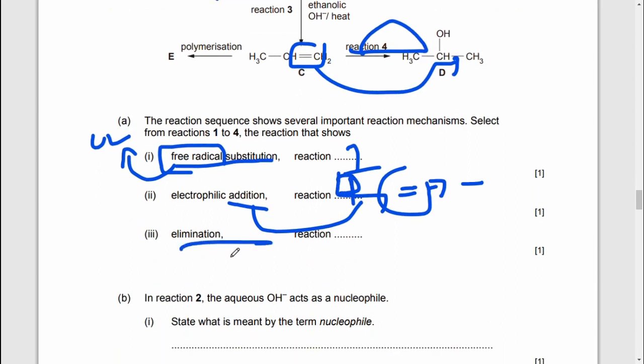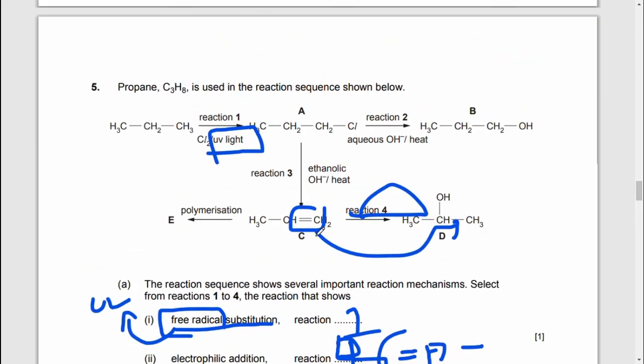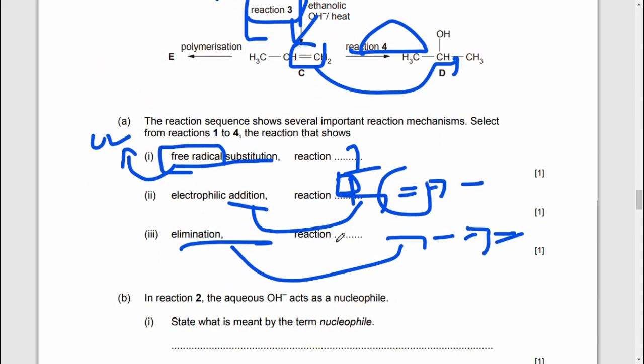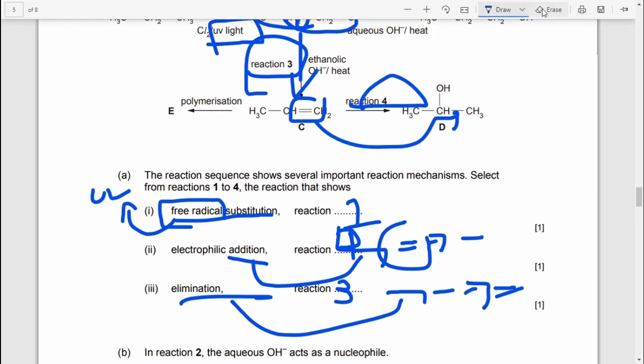And the elimination characteristic is single bond to double bond. So these are the only double bonds, and these are all single bonds. You can focus on this single bond changing to a double bond. It's reaction 3. So the answer is reaction 3. So easy.